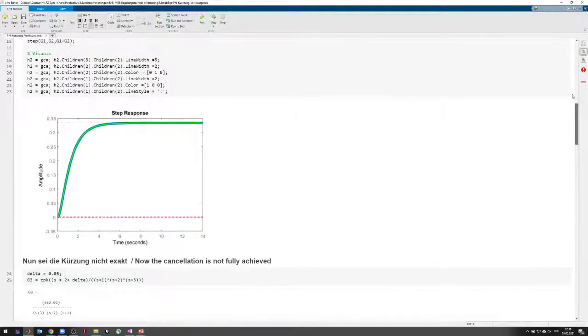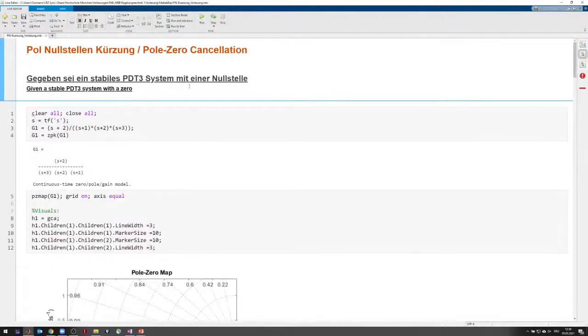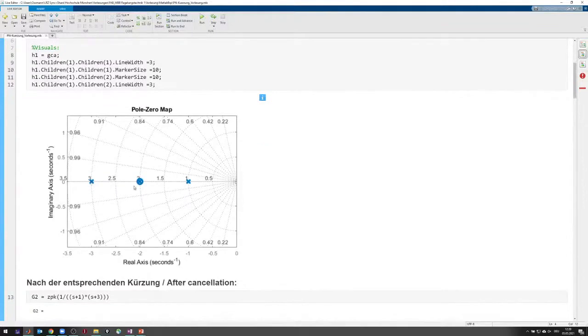Okay, so I'll show you a practical example. We have a PDT3 system, and it has a zero. Also, here's the English one; you can read it in German as well, if you like. We have three poles here, and we have this one zero, right? You see that this zero here is exactly that pole here, so if you take a look at the pole-zero map, it's directly over each other.